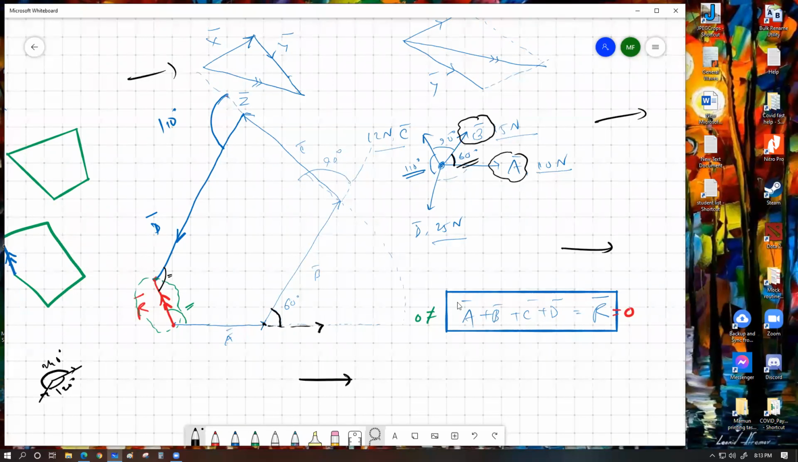Polygon rule is basically an extension of the triangle rule. It's not essential that you have to learn polygon rule. If you only know triangle rule, you can also work out multiple different forces. For example, you could do A plus B and get a resultant force, let's say P. And then C plus D, you could get a resultant force Q. Then you could apply the triangle rule for P and Q, and eventually you could get R as well.